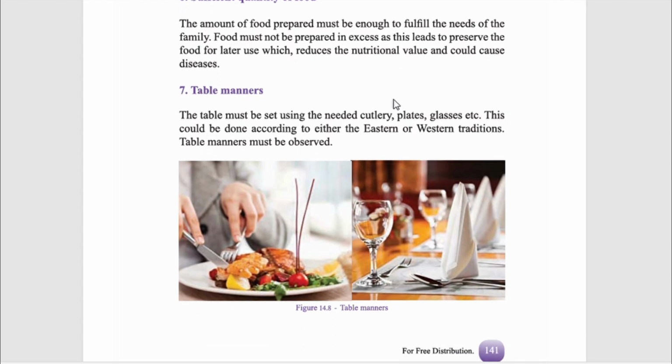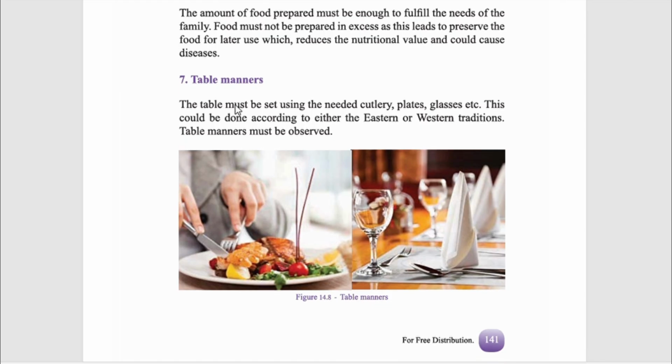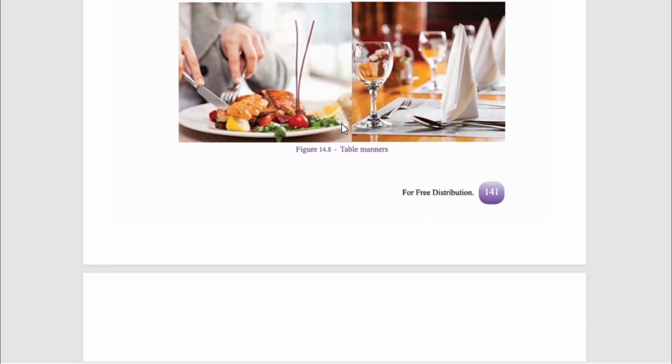Okay, so here the table manners are also a very important part. When we are using cutlery, plates and glasses, this could be done according to either the Eastern or Western tradition. So that one is also a very important part.